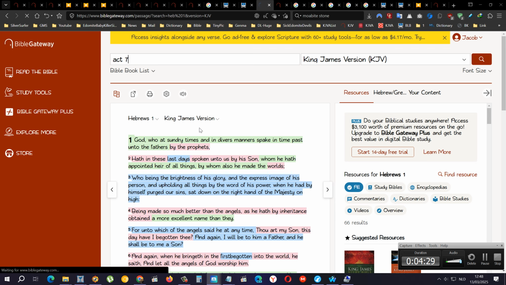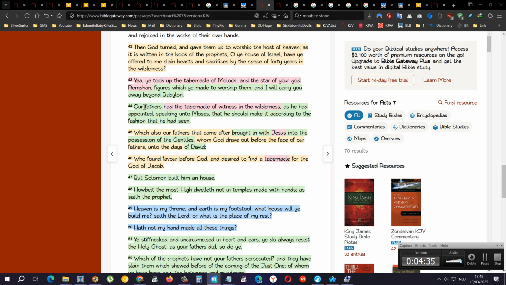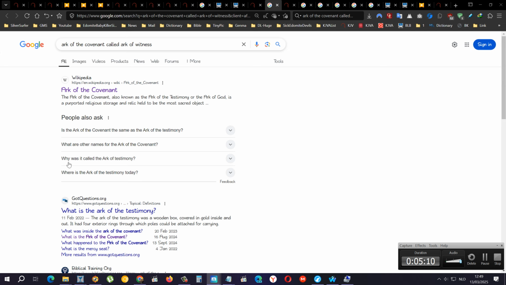And you can catch that here in the book of Acts chapter 7 verse 45. I started at 44. Our fathers had the tabernacle of witness in the wilderness, which is where the ark was eventually. The tabernacle of witness is the tent. Here, the Ark of the Covenant. It's also called the Ark of Witness. There's a scripture on that.